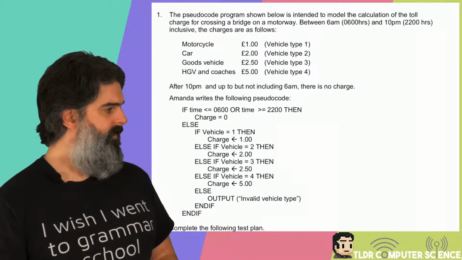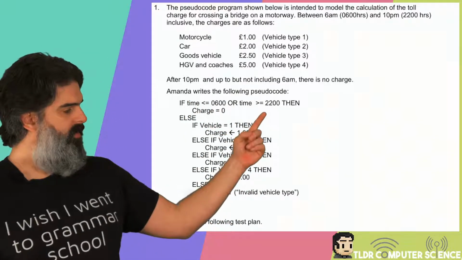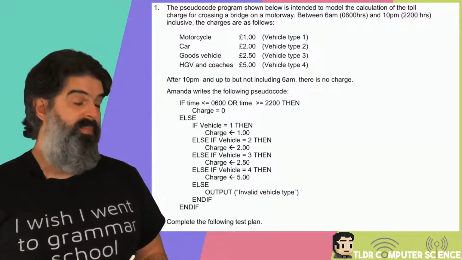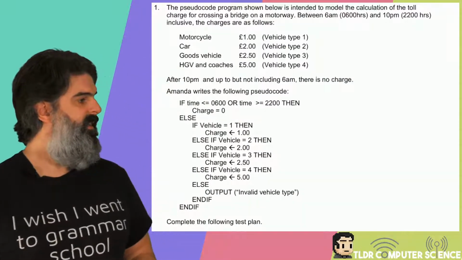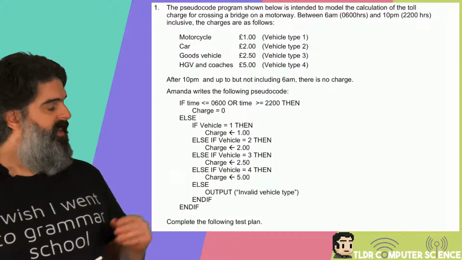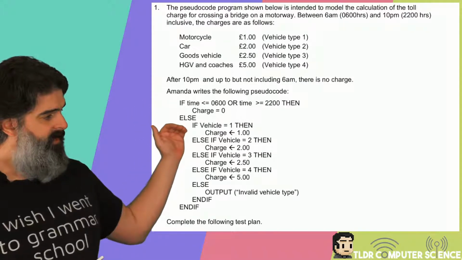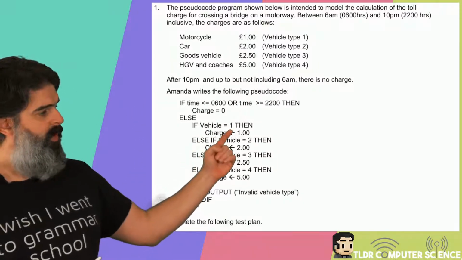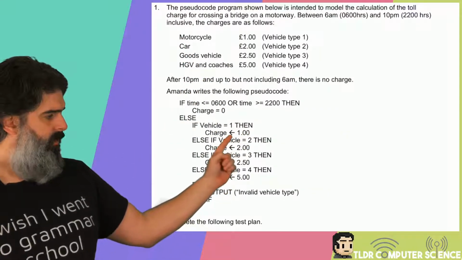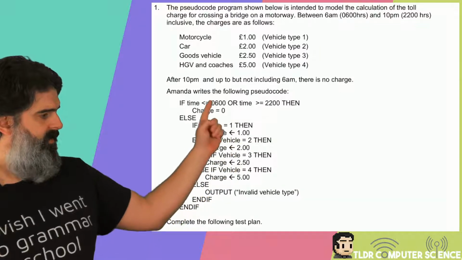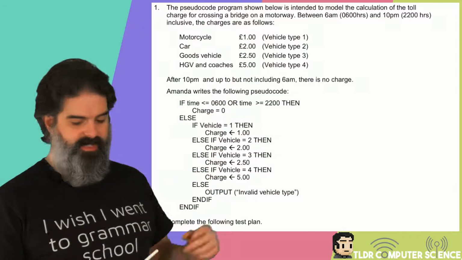If time is less than or equal to 600 or greater than or equal to 2200, so before 6 a.m. inclusive, or after 10 p.m. inclusive, then charge equals 0. And then, if it's not in that time, it tells you what all the charges are. If the vehicle is 1, which is a motorcycle, charge £1. If it's 2, then it should be a car, etc., etc.